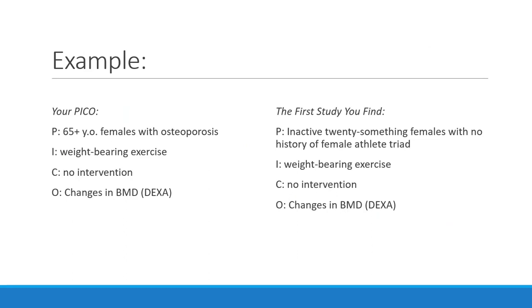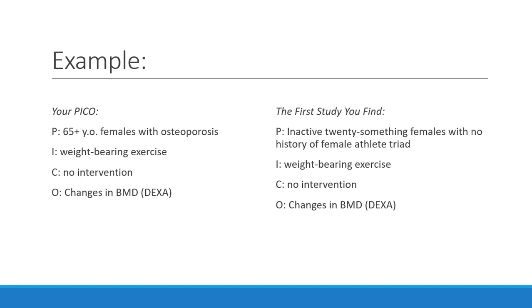Well, what if your PICO is a population of 65-year-old females with osteoporosis? So 65-year-olds or older with osteoporosis. And you're curious about whether or not weight-bearing exercise would be beneficial for these, let's call them sedentary individuals. Let's say that this population is not exercising. And you want to know if weight-bearing exercise would be better than no intervention for changing bone mineral density. So that's your PICO. And you go about doing a literature search like you did last week.